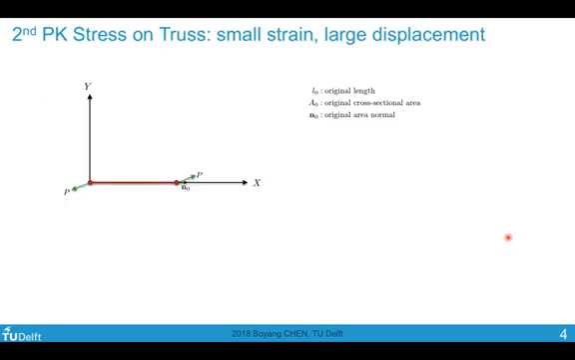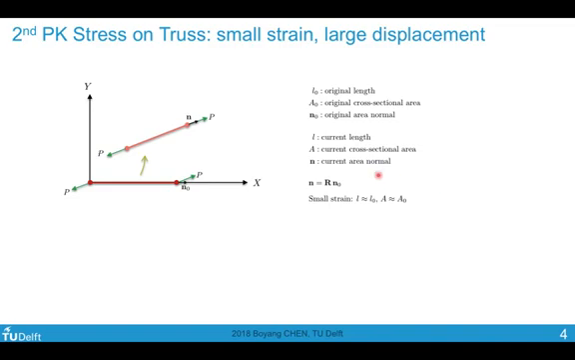Now we are going to analyze this truss in a small strain, large displacement assumption. So it's still geometrically nonlinear, but we consider that the truss is quite rigid and it doesn't change much in terms of length or cross-section, which means that under loading it may move and rotate, but its length and cross-sectional area, L and A, are pretty much the same as L0 and A0. So the current normal n would rotate, but as I mentioned, these quantities remain roughly the same. I would like to demonstrate the second Piola-Kirchhoff stress components on this simple example.